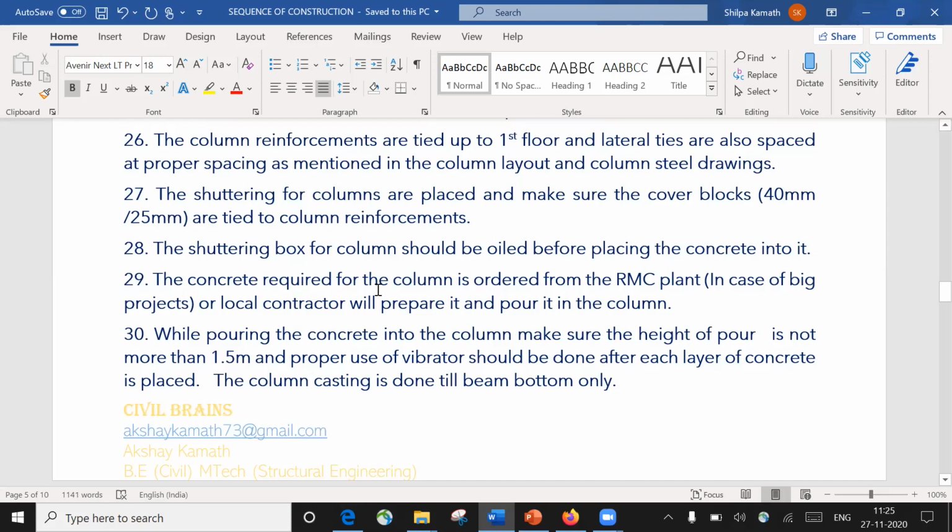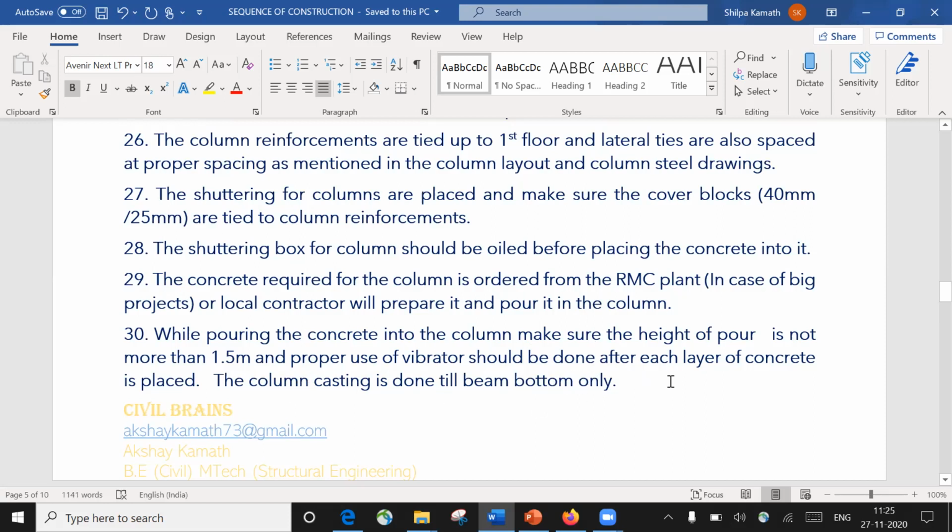Next, the concrete required for the column is ordered from the RMC plant. Usually when you work on big projects, you order it from a batching plant, that is an RMC plant, ready mix concrete. Otherwise, if you're working on a small project like a house, the local contractor will make it ready with the help of a concrete mixer and place it. While pouring the concrete into the column, make sure the height of pour is not more than 1.5 meter, and use vibrators properly after each layer of concrete is placed. The column casting is done till beam bottom only. Again, we have seen this.